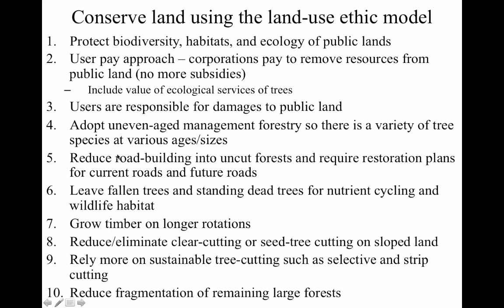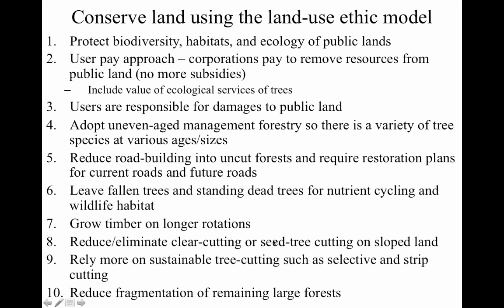Number five, stop building so many roads because this can partition the nature. Number six, fallen trees, like dead trees that have fallen over and also dead trees that are still standing, let them be because they actually provide for wildlife habitat, and that is part of an ecosystem, and they should be left there. Number seven, just growing timber on longer rotations. Number eight, eliminating or at least reducing clear cutting, whereas every tree is just cut down.